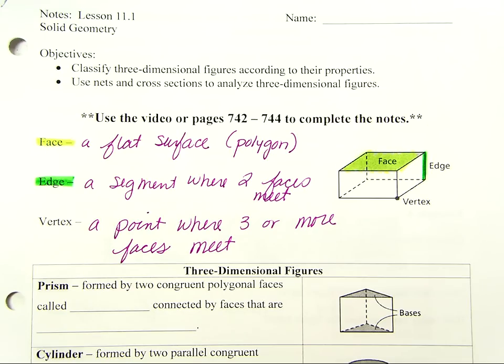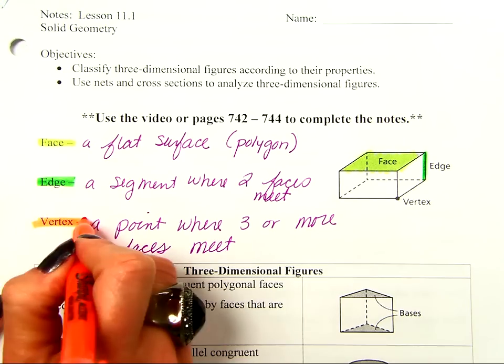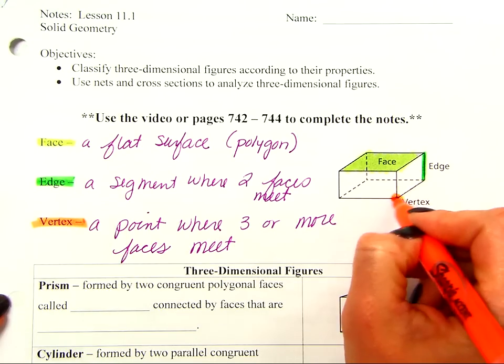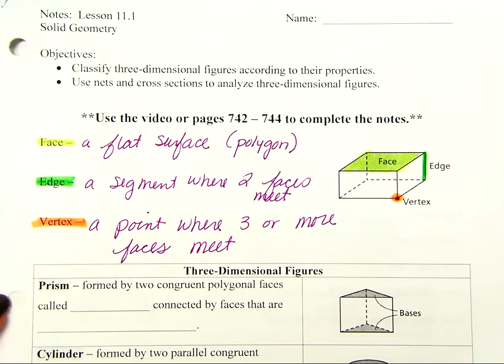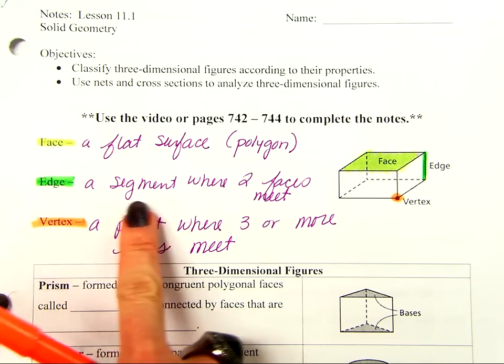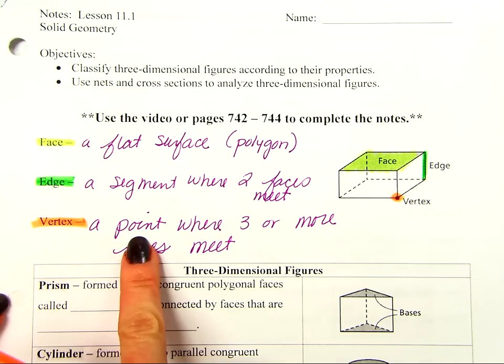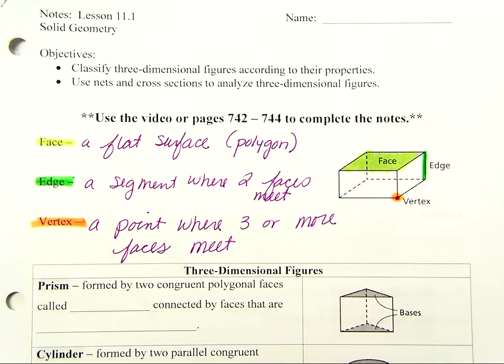A vertex, well, we know a vertex is a point where 3 or more faces meet. So here they're showing us an example of a vertex. So our face is a polygon, our edge is a segment, and our vertex is a point. Well, let's take a look at some of the names of our three-dimensional figures.